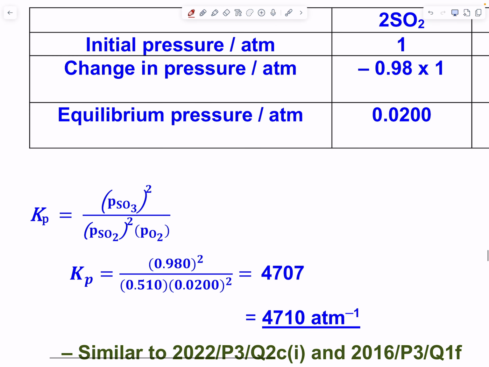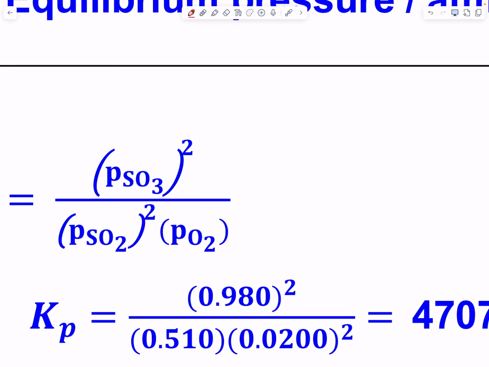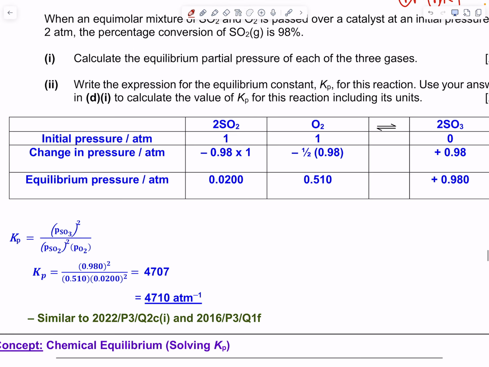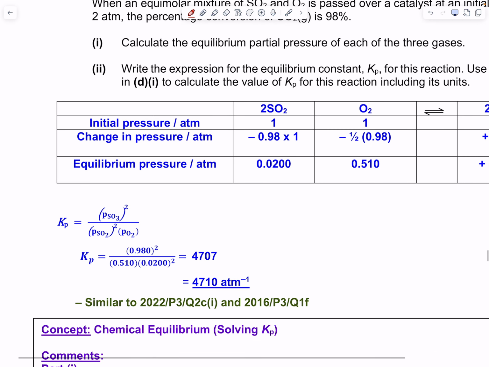Then part 2, they ask you to write the expression for Kp. Now, some of you wrote this particular expression in terms of square brackets, which is not accepted because when you do partial pressure, it must always be written in circular brackets. And at the same time, you must record the P for partial pressure. You cannot just simply put SO3 inside. Then you just have to sub in the respective values inside your Kp expression, and you get 4707. But to 3 sig fig, it is 4710 atm^-1.